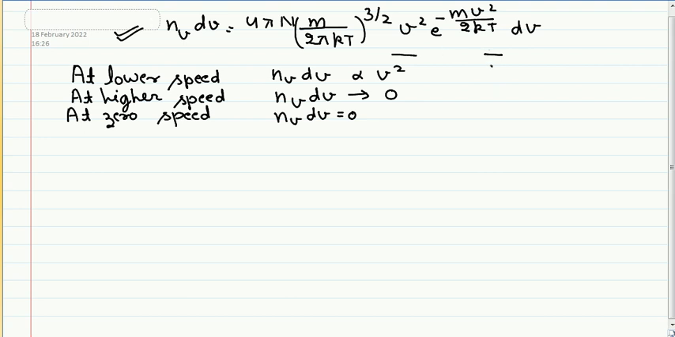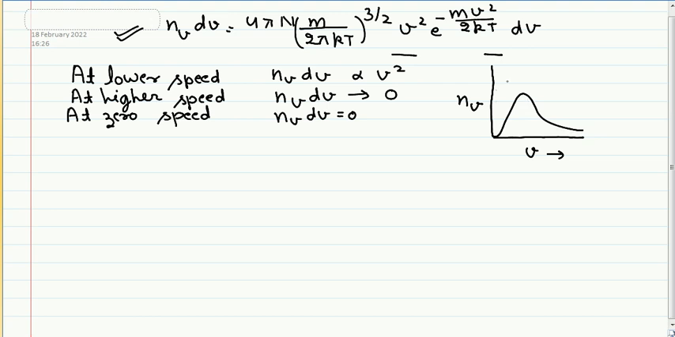So if we plot a curve between N_v and v, N_v means the number of molecules having the speed v, and here it is the speed. Then we have the function like this. It means at v equal to 0, when the speed is 0, the number of molecules is 0, and as v increases, it increases as v², and then again it decreases as the exponential term.